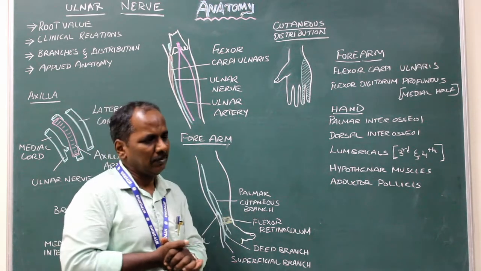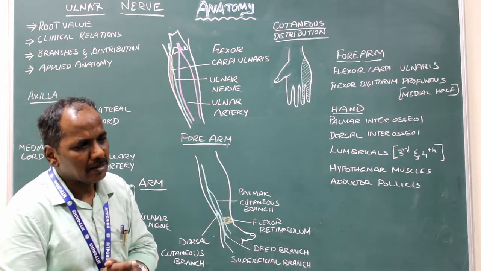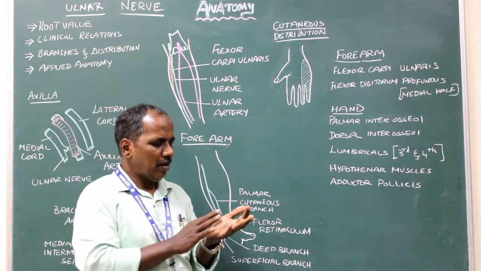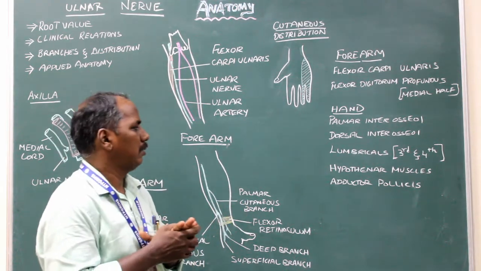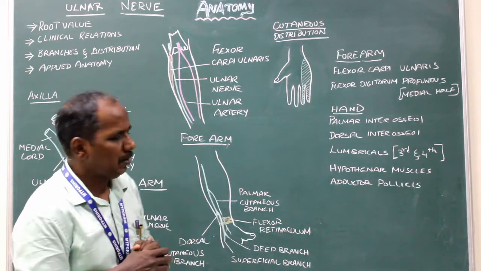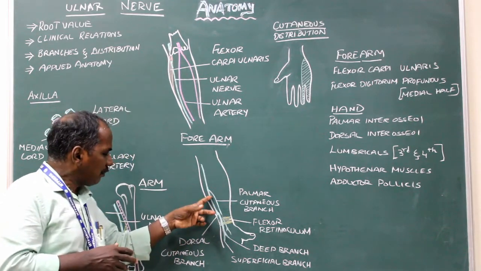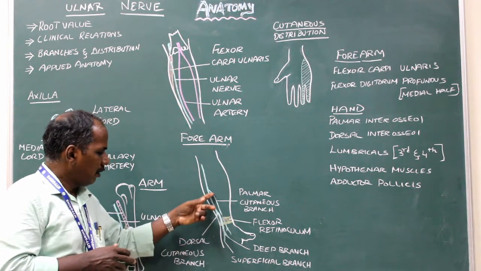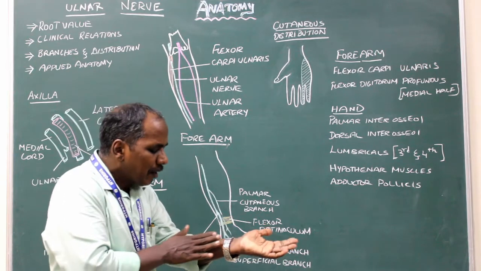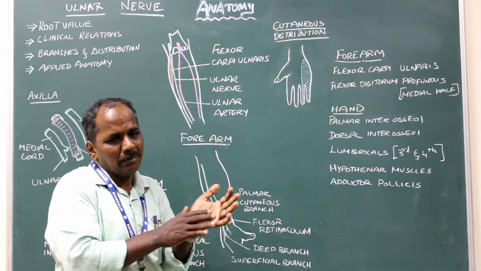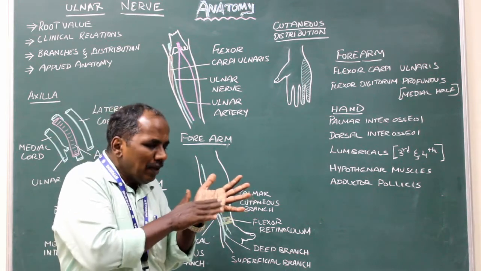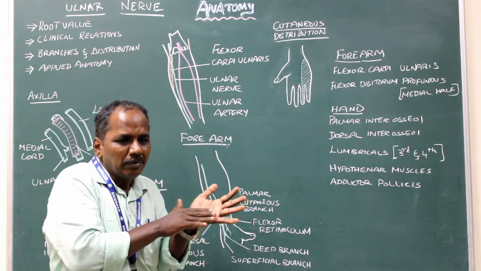Articular branch. It gives articular branches to the wrist joint, carpal and metacarpal joints. Cutaneous distribution. The palmar cutaneous branch, which starts in the middle of the forearm, runs superficial to the flexor retinaculum and ends by supplying the skin over the medial half of the palm.